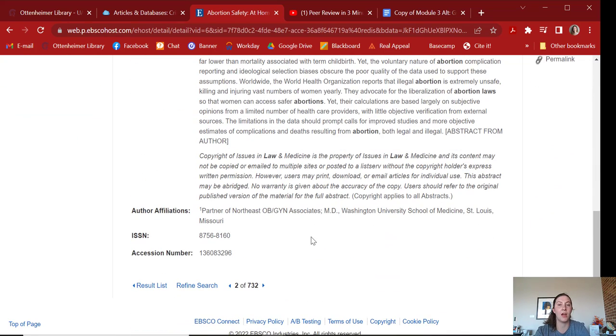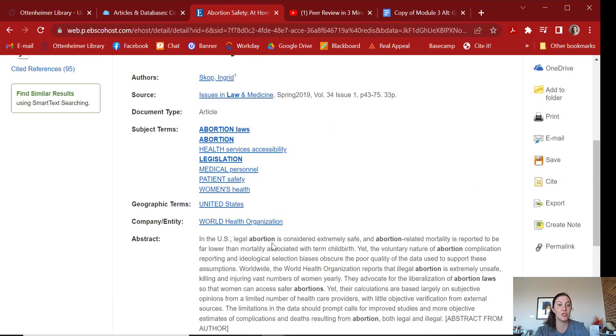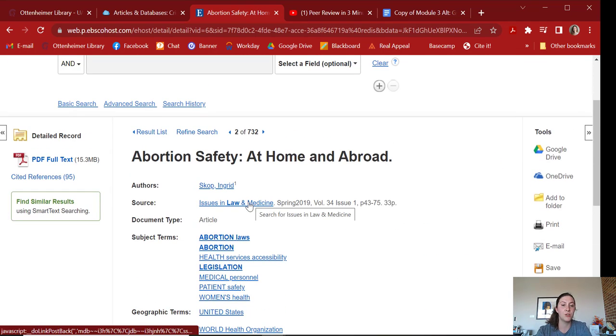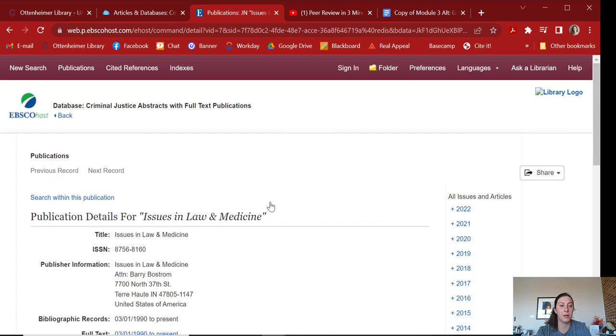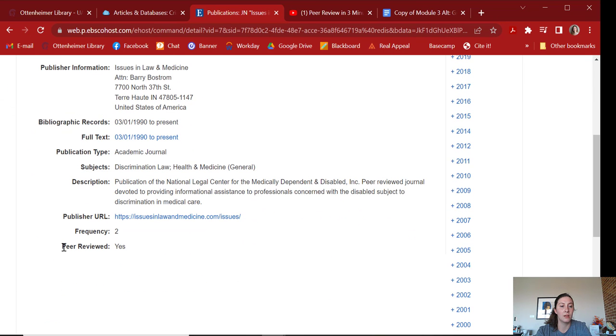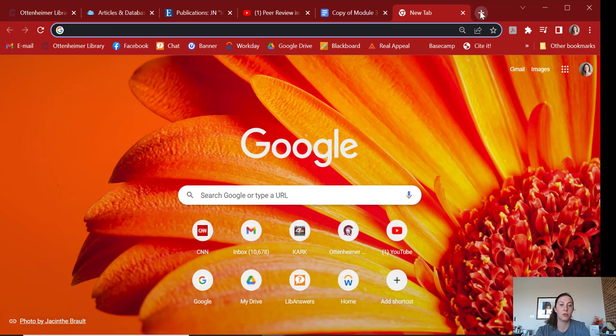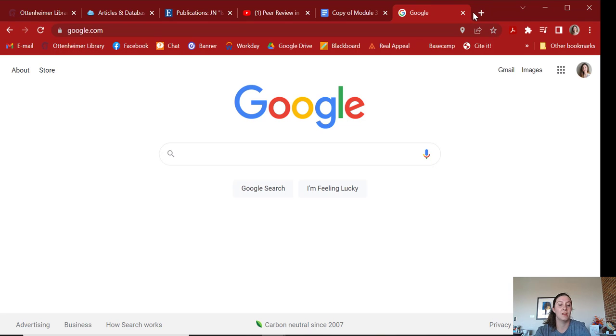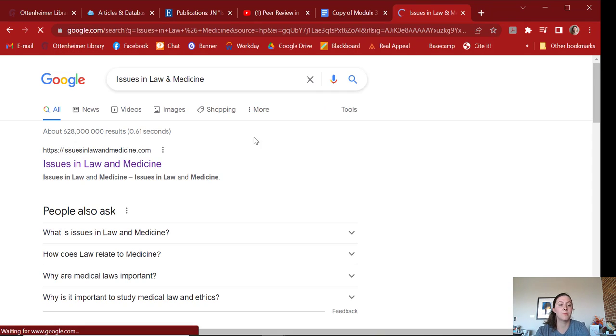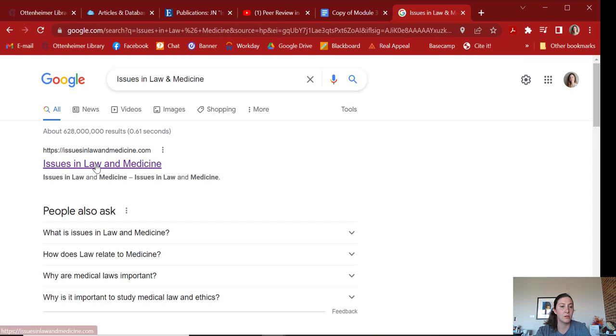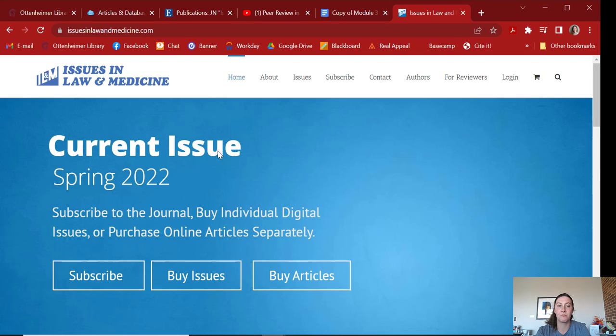and it's not just something that our database says is peer-reviewed, because as you can see from here, this isn't showing it necessarily. Once you click on that source, that publication, again, this shows that yes, it is peer-reviewed. A good way to double check, or if you think something might be but our database is not showing it, is to Google it. Just see what comes up. So it should be this first one.